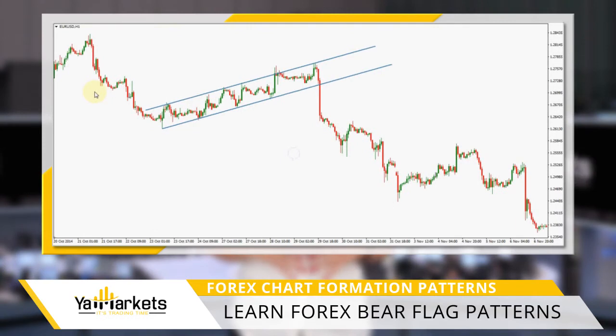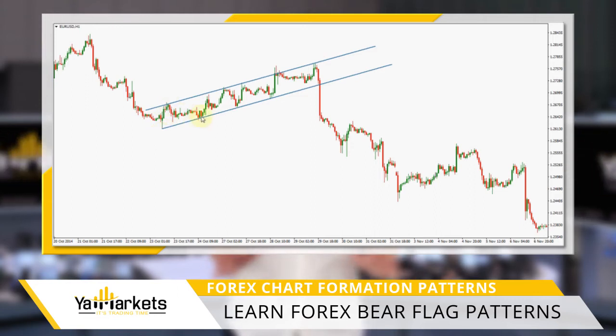Looking at the charts now, you can see there's been a strong bearish move. But as the market needs to adjust to the new lower prices, it goes into a consolidation phase and the price retraces higher in a narrow range. Take note that for it to be a genuine bear flag, the two lines forming the flag need to be parallel, but often will be sloping upwards.